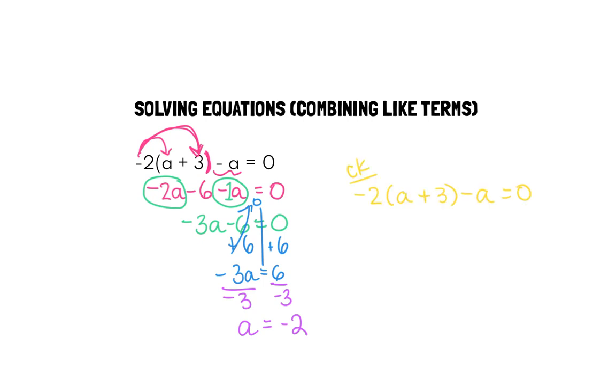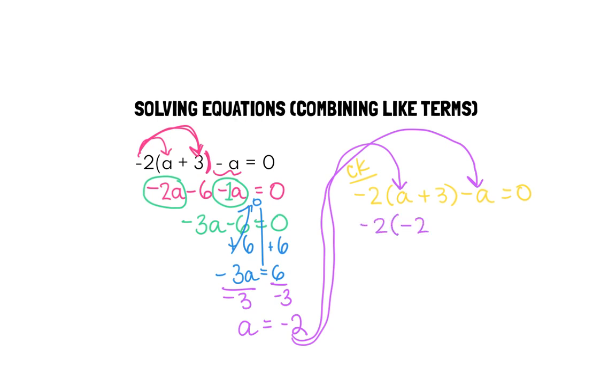When I go to do my check, I am going to rewrite the equation as it was given to us, and we think a is negative 2, so we are going to plug negative 2 in every place that there is an a. So I have negative 2 times negative 2 plus 3 minus negative 2 is equal to 0. The question is, is this true? Does the left equal the right?